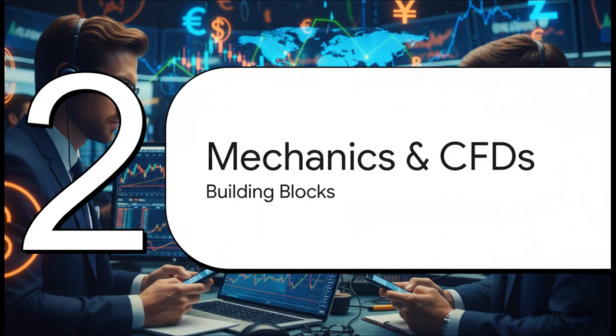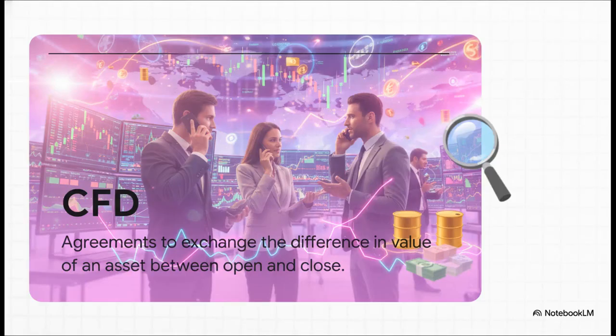Moving right along to Section 2, mechanics, CFDs, pips, and leverage. Okay, the absolutely crucial concept to grasp here is the CFD, or contract for difference. Think of it like this. A CFD is essentially just an agreement to exchange the difference in value of an asset between the exact time you open the contract and the time you close it. It's your primary tool to navigate price movements.